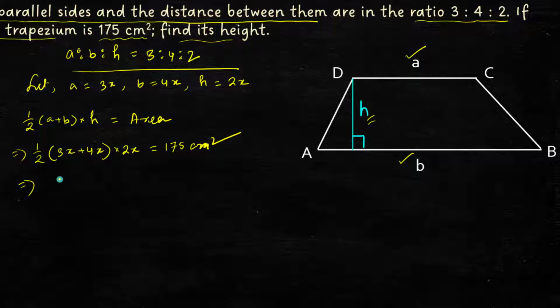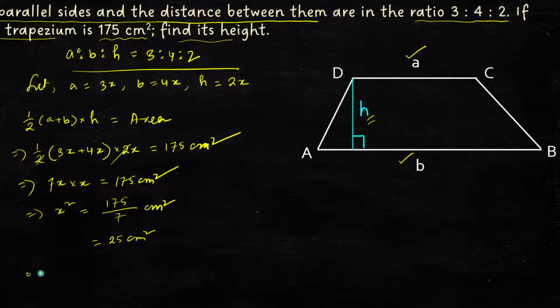So we can simplify this. The 2 gets cancelled. So this is 7x multiplied by x is equal to 175 centimeter square. So x square is equal to 175 divided by 7 centimeter square, and that is equal to 25 centimeter square. Therefore, x is equal to root of 25 centimeter square. This is equal to 5 centimeter.